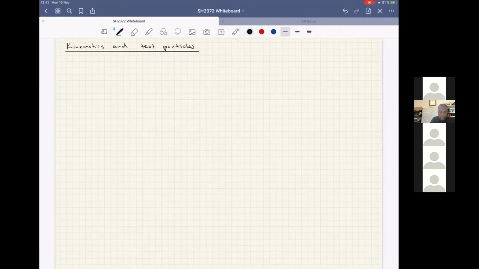So if we again start by looking at special relativity, I'm going to abbreviate that by SR. We have world lines. So the world lines describe how something travels through space-time.